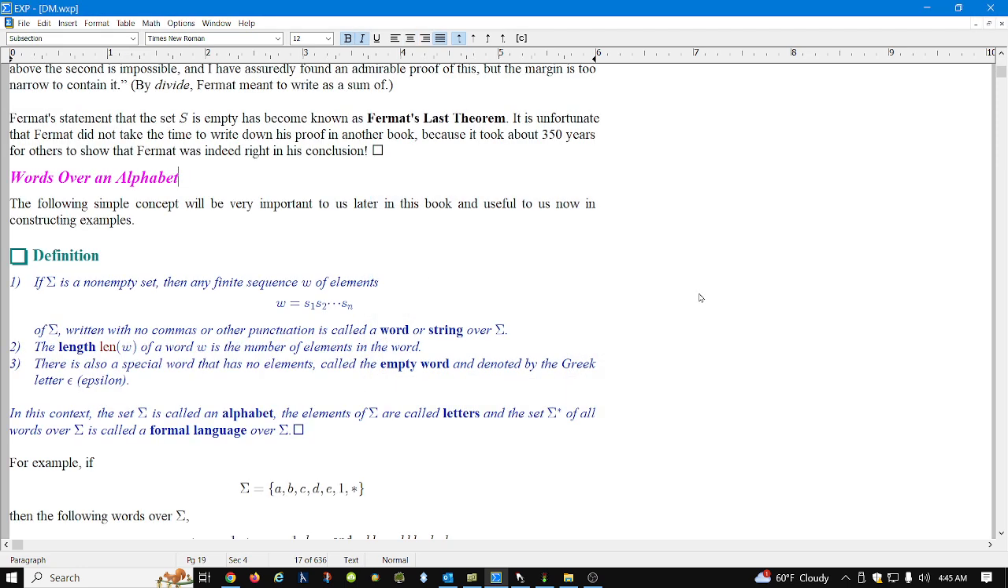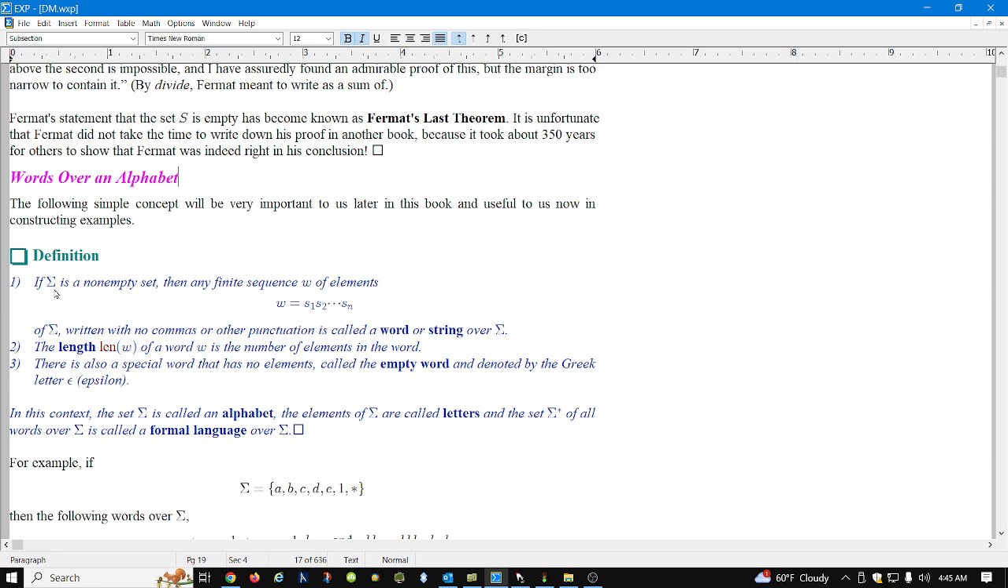Last time I talked about sets, the foundations of mathematics, and the Zermelo-Fraenkel axioms of set theory. I want to talk now about a concept that will be very important to us in many portions of the book, especially when we talk about counting techniques, and that is words over an alphabet. Here's the official definition.